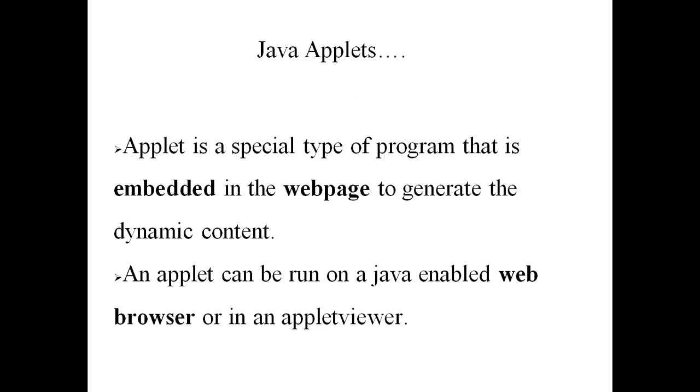An applet is a special type of program that is embedded inside a web page to generate dynamic content. An applet can be run on a Java-enabled web browser or in an applet viewer. So you can say that an applet program is nothing but a program which is embedded inside a Java program, which is embedded inside a web page. And hence, it can be run inside a Java-enabled web browser or in an applet viewer.